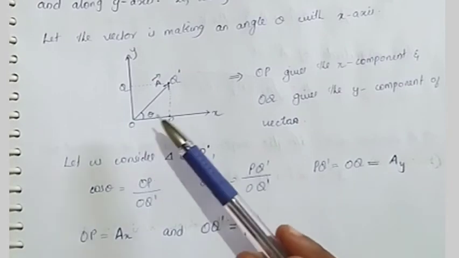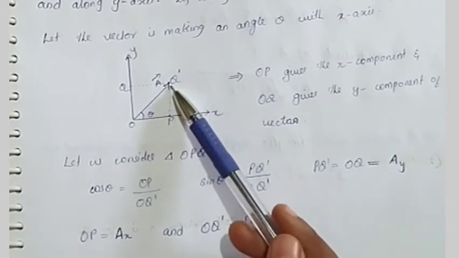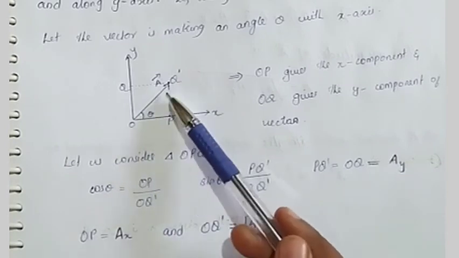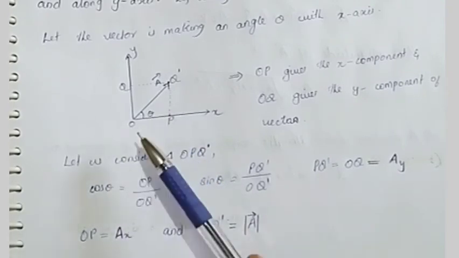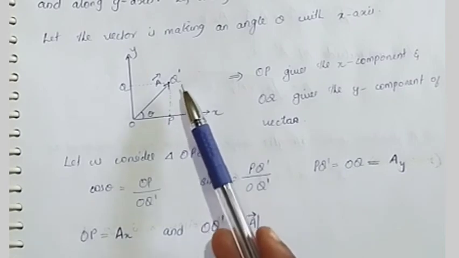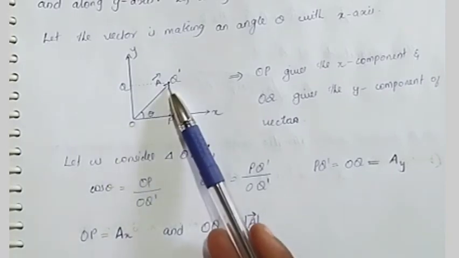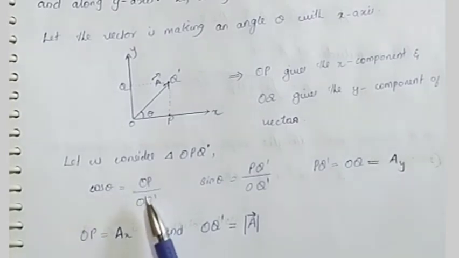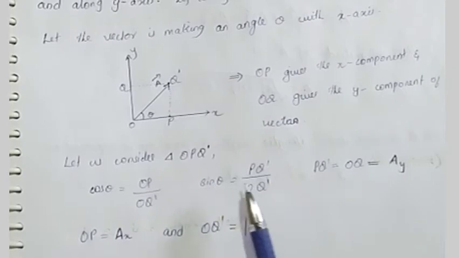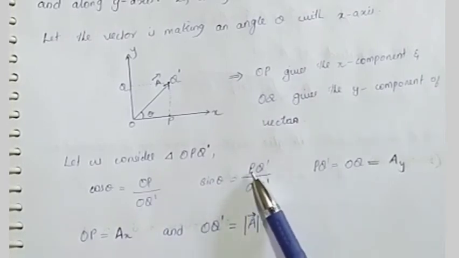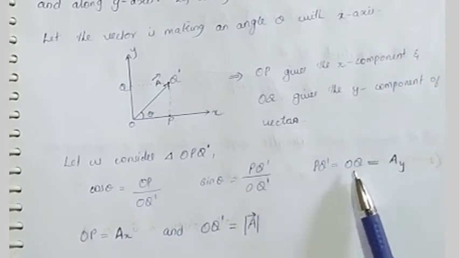Now considering the triangle OPQ dash, which includes the vector as its hypotenuse, we can write sin theta is equal to opposite by hypotenuse, that is PQ dash divided by vector A, and cos theta is equal to OP by vector A. So we obtain cos theta as OP by OQ dash, which is the vector A itself, and sin theta is PQ dash by OQ dash, and PQ dash is equivalent to the OQ distance, which is the y component represented as AY, and OP is the x component represented as AX. We already said OQ dash is the vector, so we take the value of OQ dash as the magnitude of vector A.